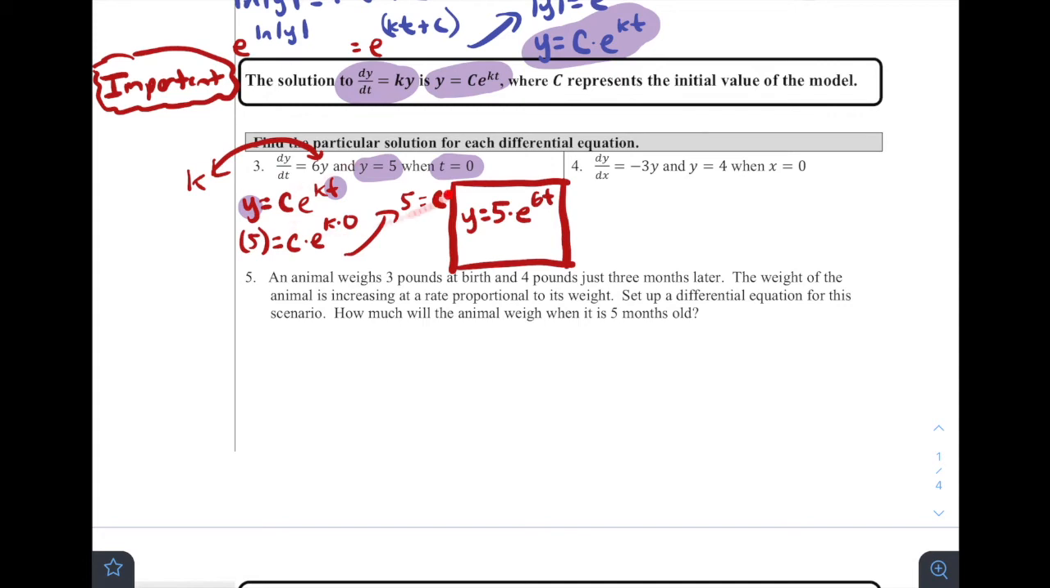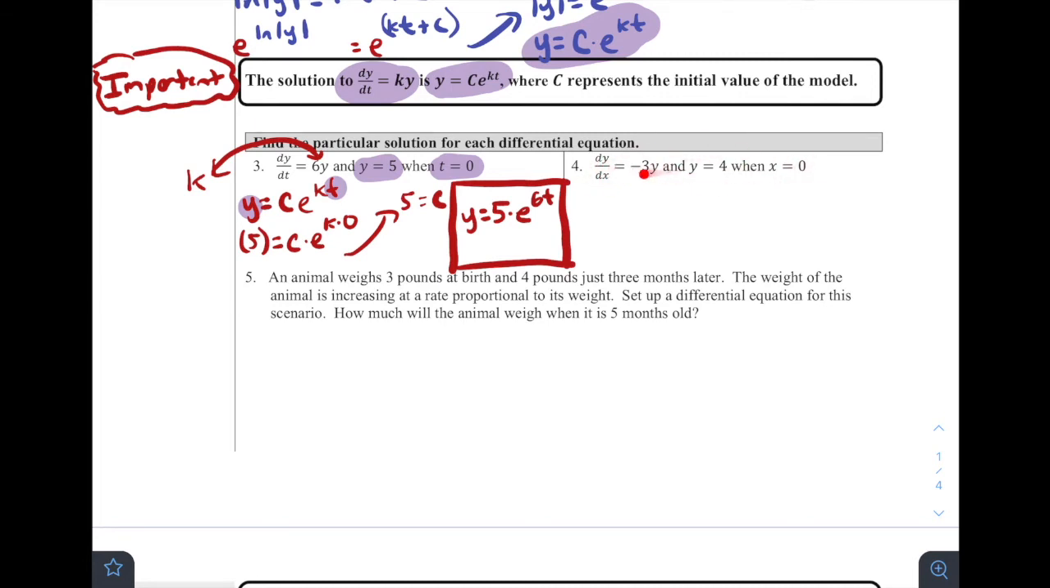Again, the idea here simply being, if you recognize that that's an exponential model, you can jump right to that solution format without needing to separate the variables and take the antiderivative of each side. Let's try number 4, slightly different, but same format.